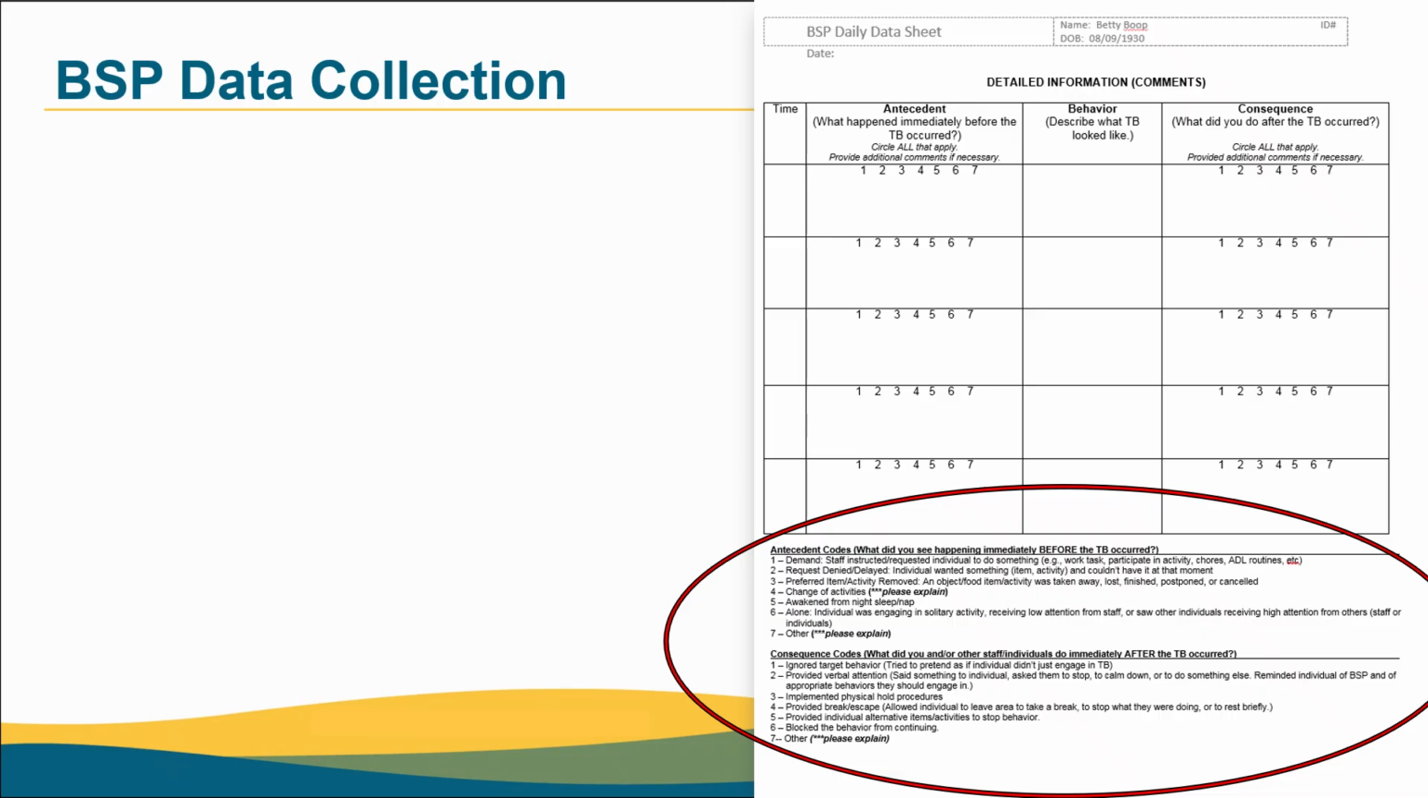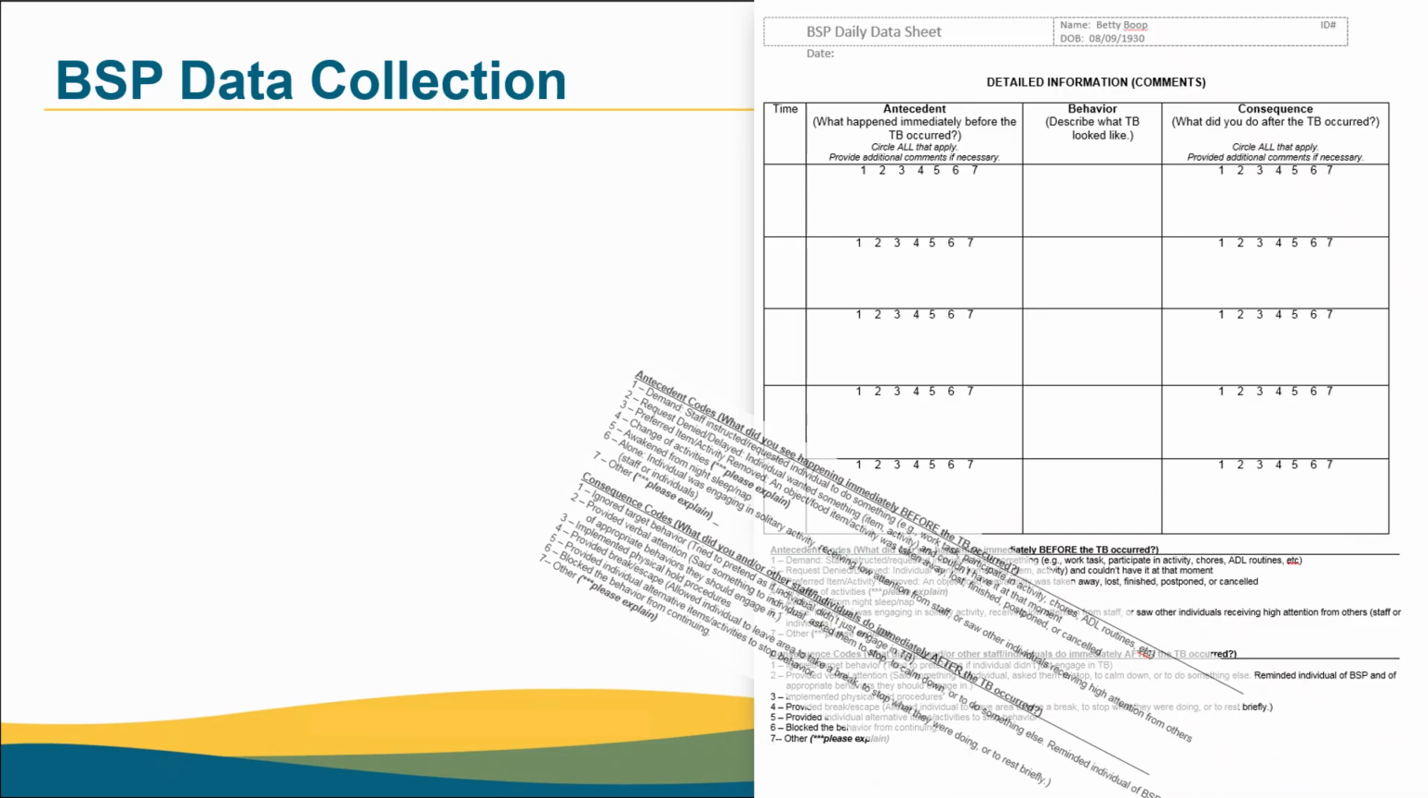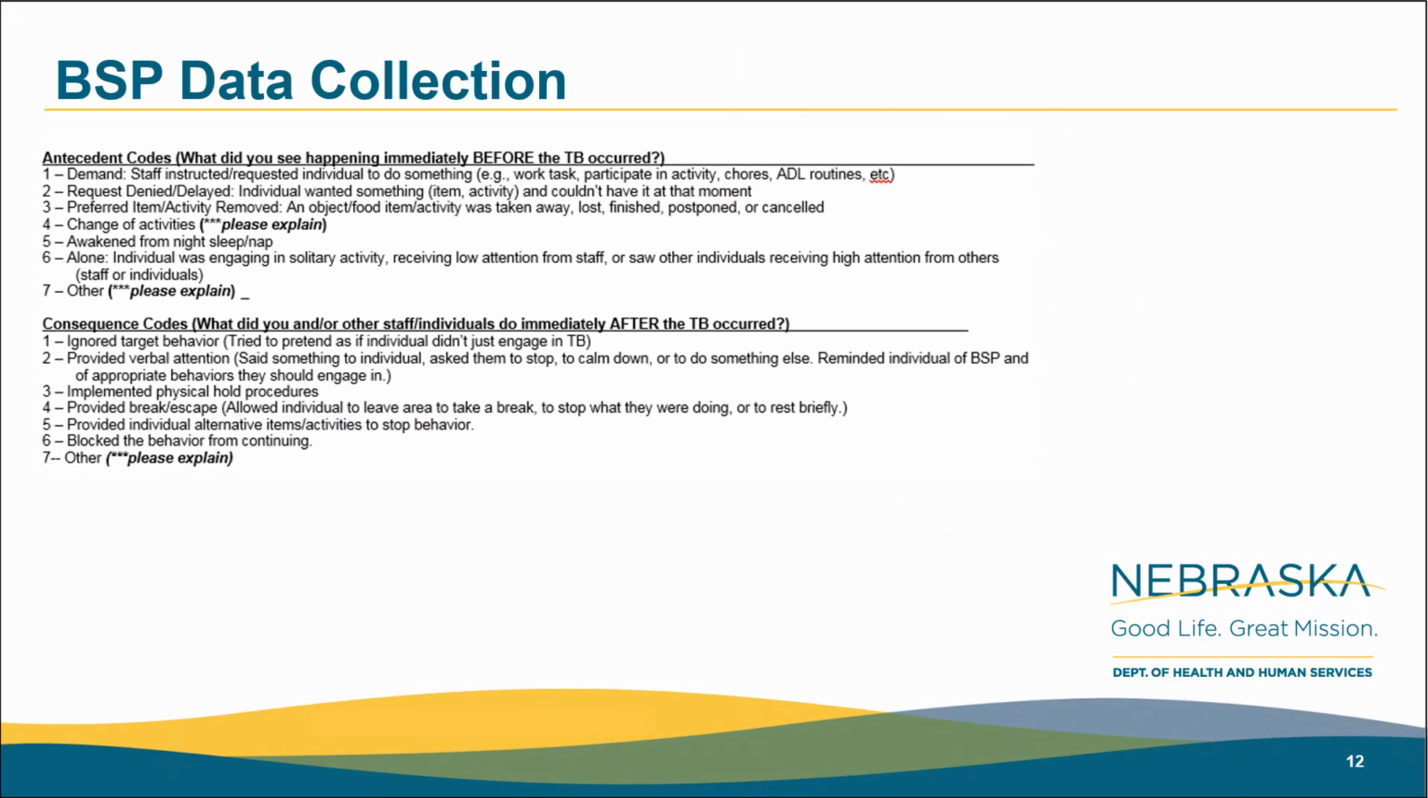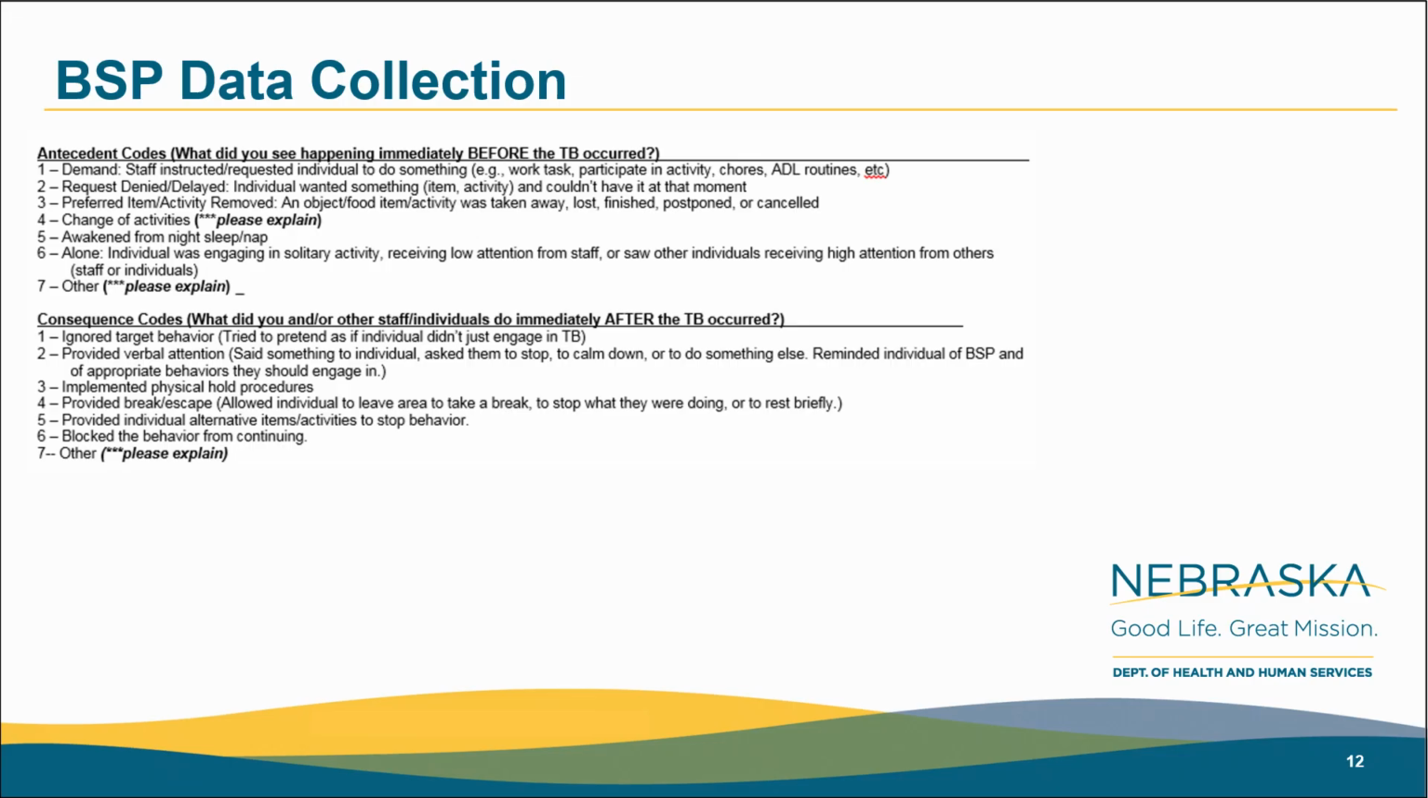At the bottom of the ABC datasheet, you will find the codes for typical antecedents and consequences that we often see. Circle the number that best corresponds with the antecedent and consequence that you saw. Sometimes there may be more than one. If none of the provided options seem to be appropriate, you can circle 7 and give a brief description of what occurred.